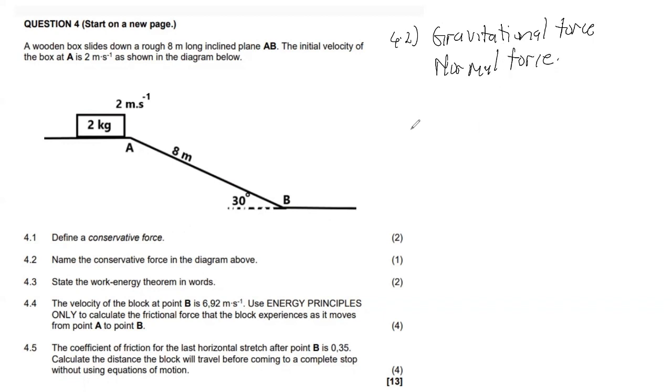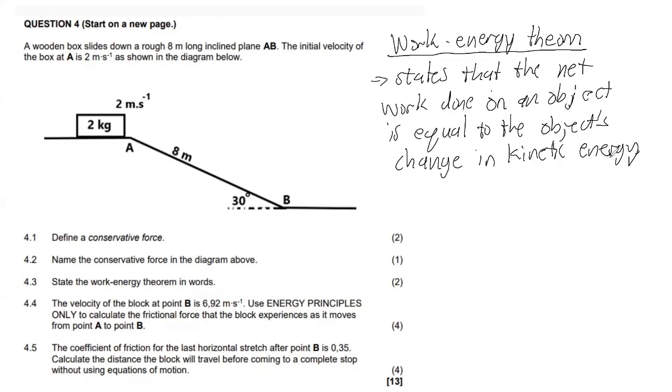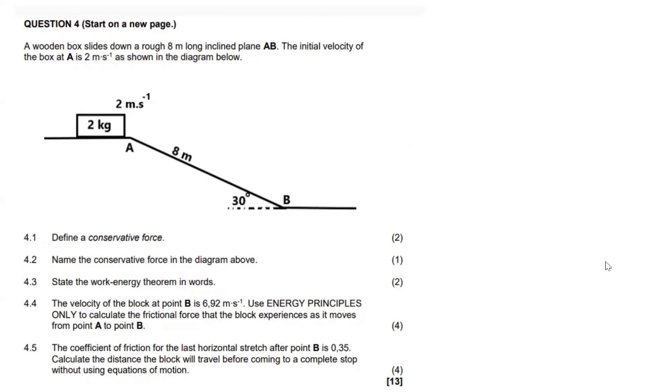Right. Then 4.3 says state the work energy theorem in words. So to state the work energy theorem in words, we say the work energy theorem states that the net work done on an object is equal to the object's change in kinetic energy. Okay, now we have 4.4.